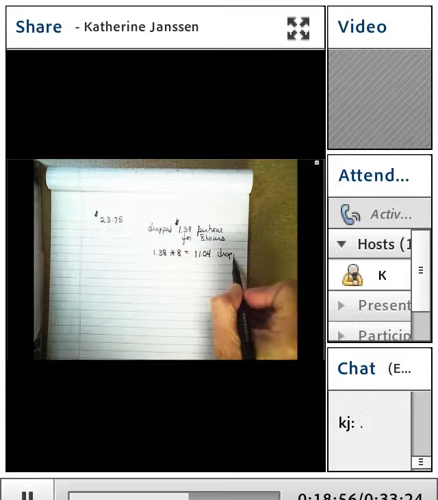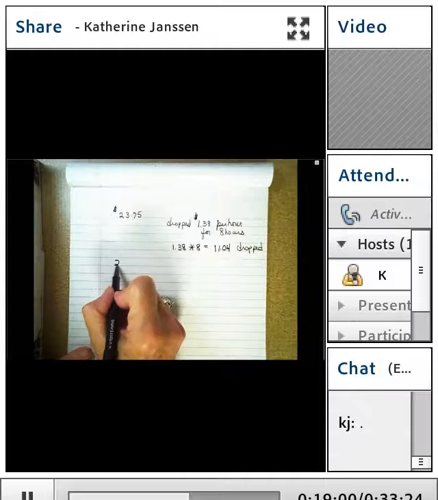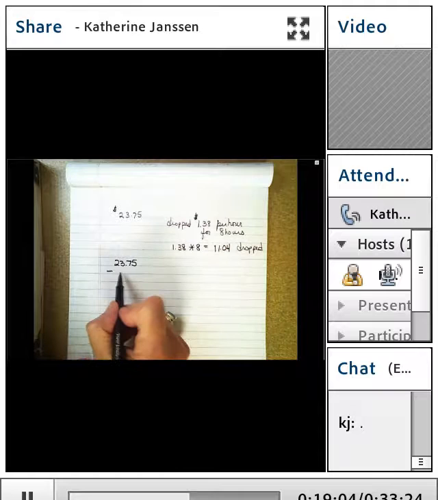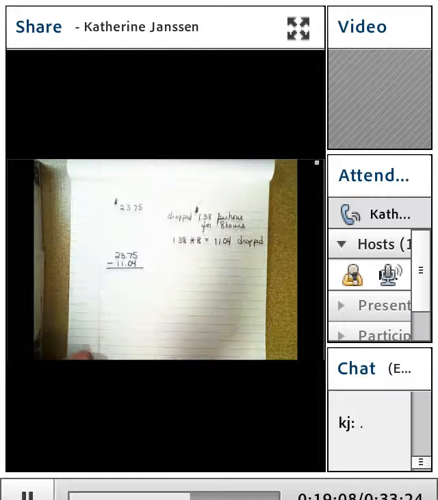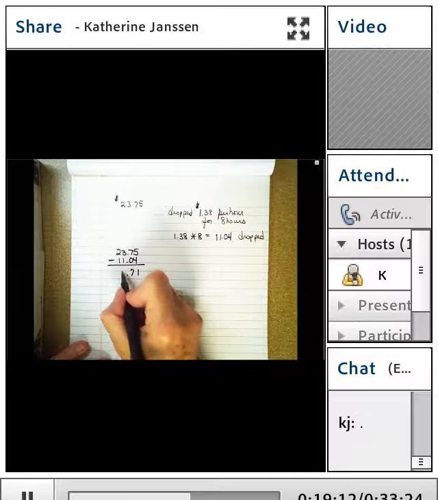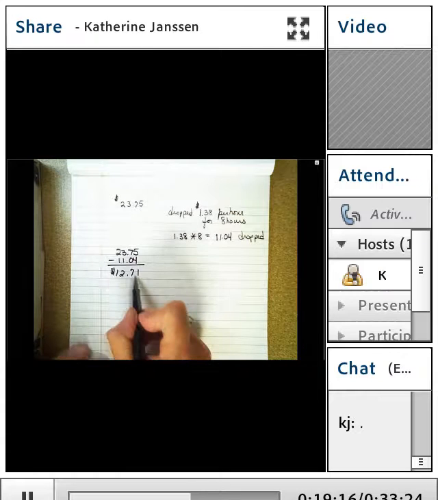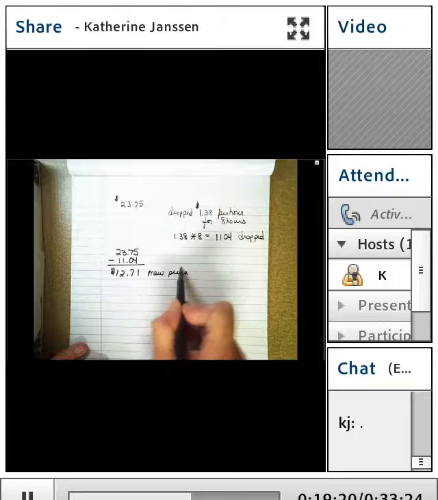So we want to find the difference. It dropped, which means it went down, so we're going to find the difference. It's 12.71. So $12.71 is the new price of the stock after the 8-hour drop.